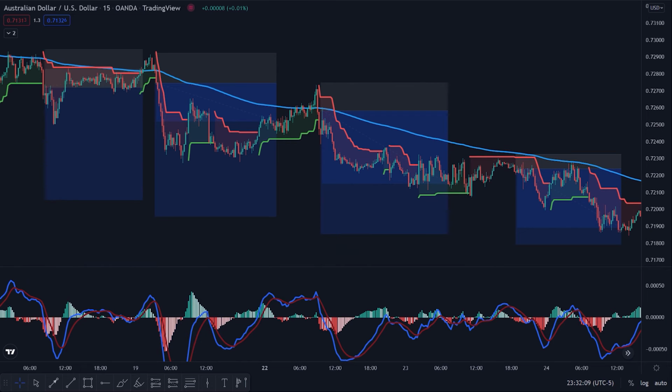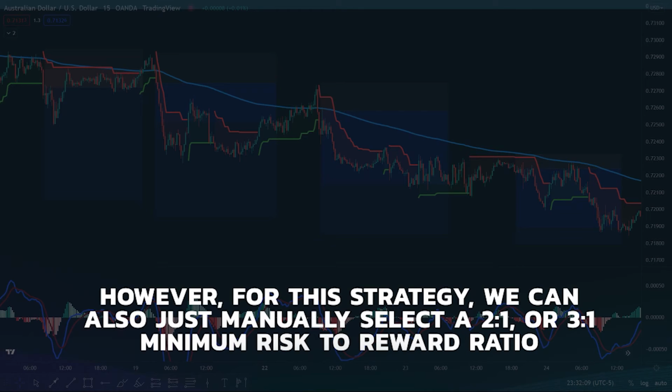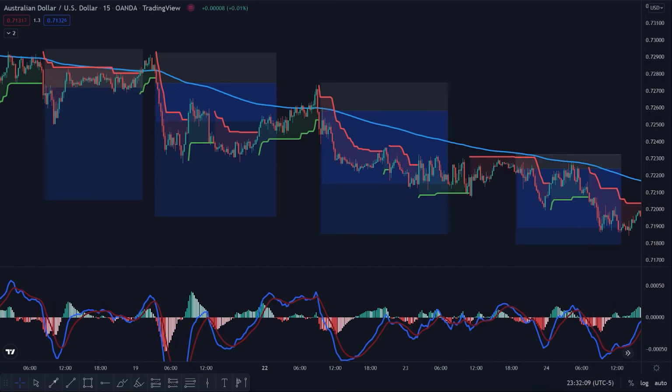We can place our stop loss at the red super trend indicator bearish line, or also at the exact price where the MACD lines crossed when it gave the short signal. However, for this strategy, we can also just manually select a 2-to-1 or 3-to-1 minimum risk to reward ratio. Now, let's get into some long examples.